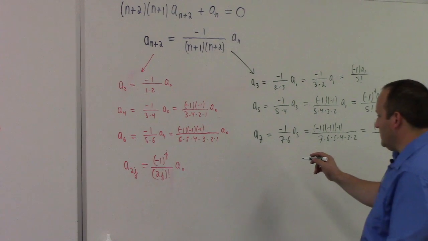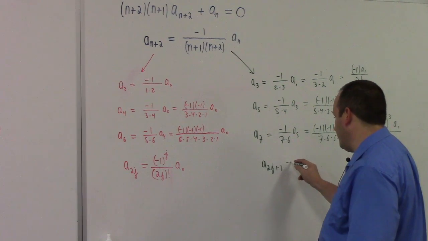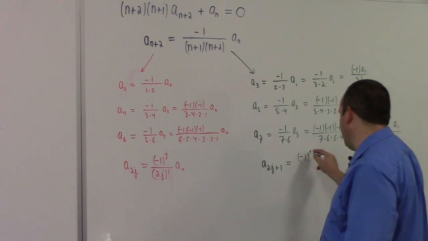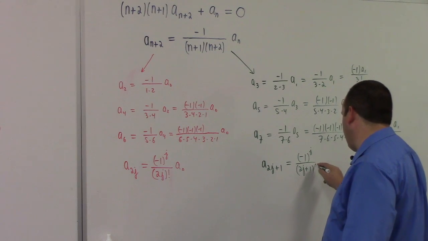No, that's right. So you hopefully can see the pattern. A sub 2j plus 1 is equal to minus 1 to the j over 2j plus 1 factorial times a sub 1.